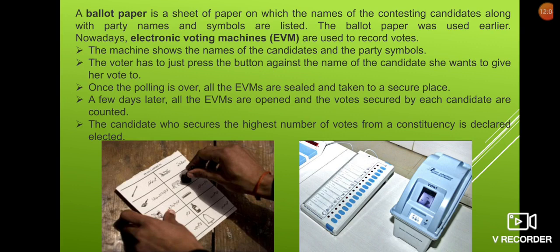Once the polling is over, all the EVMs are sealed and taken to a secure place. A few days later, all the EVMs are opened and the votes secured by each candidate are counted. The candidate who secures the highest number of votes from a constituency is declared elected.